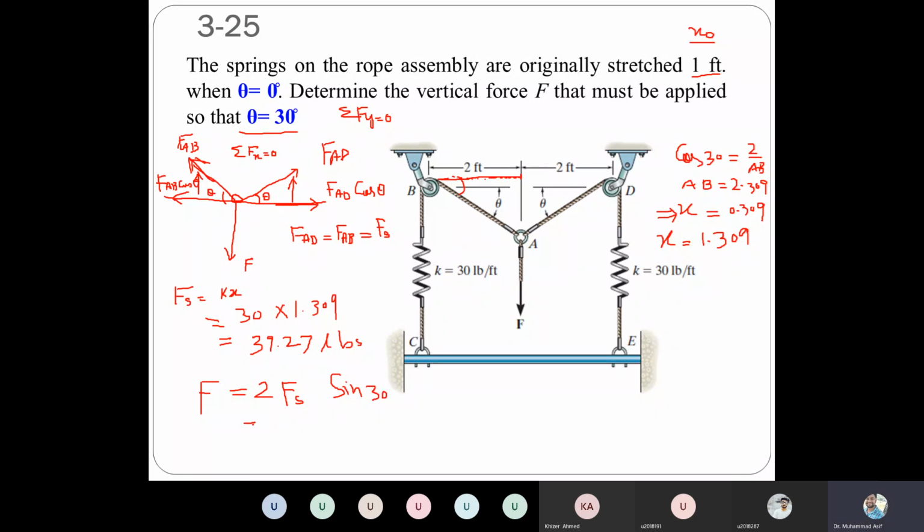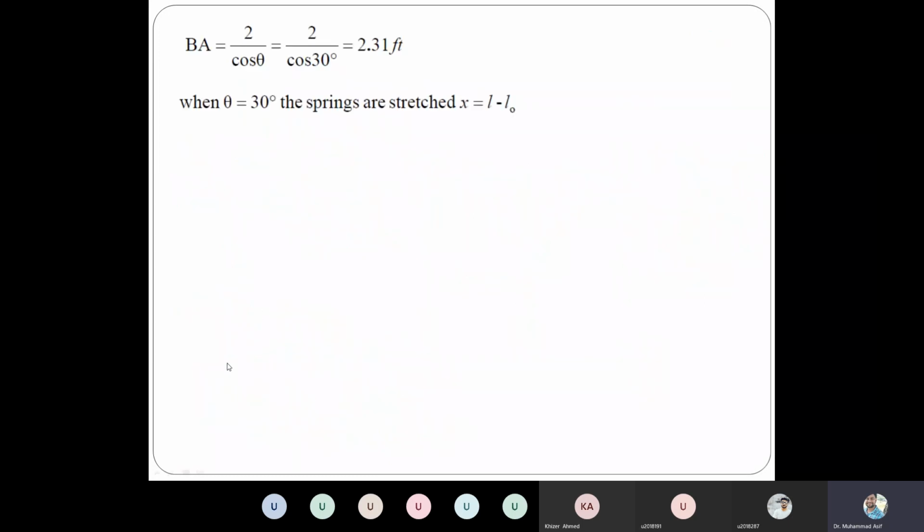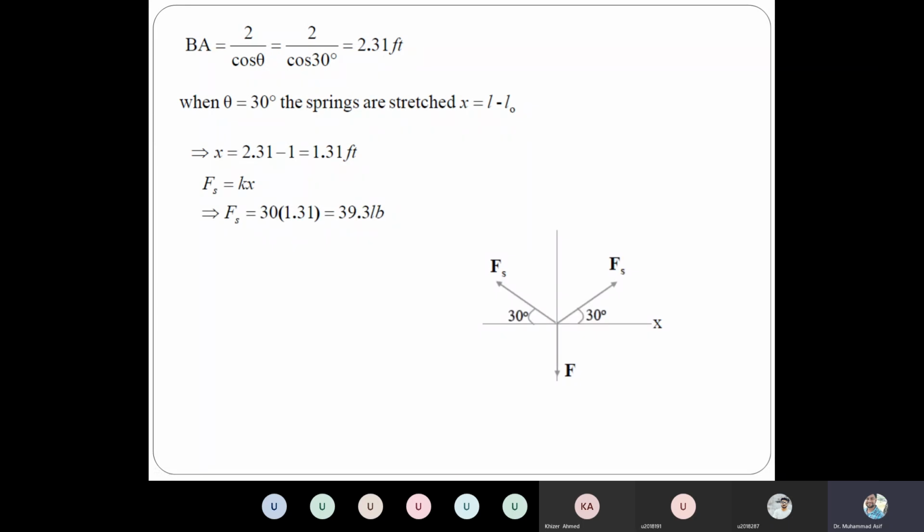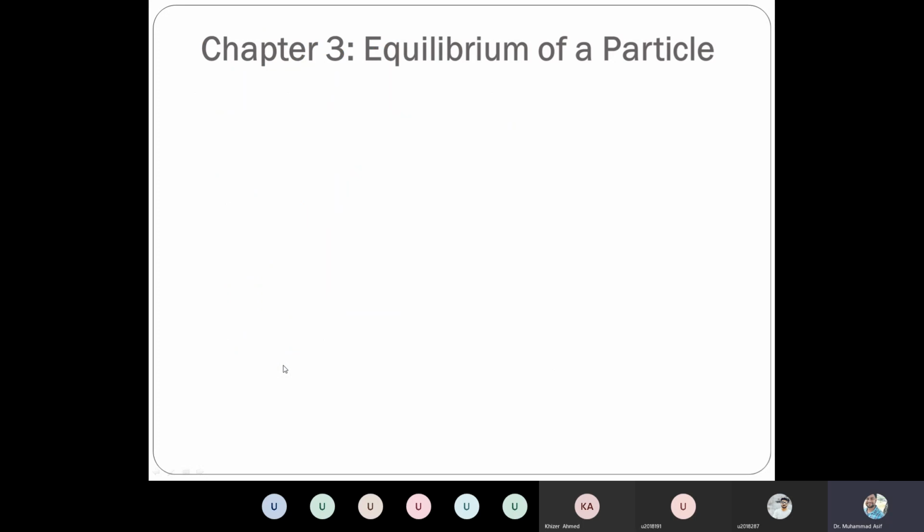And what is the value of the spring force? It is 39.27. So 39.27 times sine 30. This way you can calculate the unknown force F. If you simplify, you get that value. So first you got AB, then the total stretch was 1.31, and then you calculated the spring force. Once you got the spring force, you applied it to F, and finally you got that unknown force, 39.3 pounds.